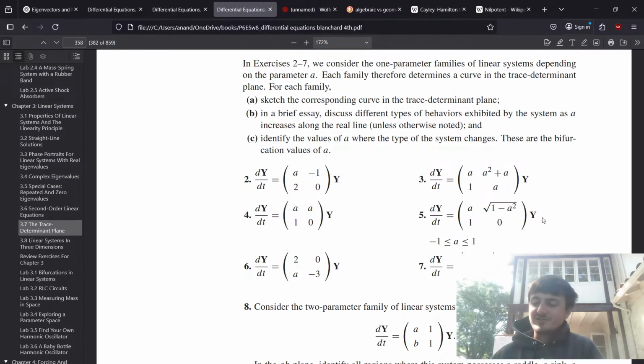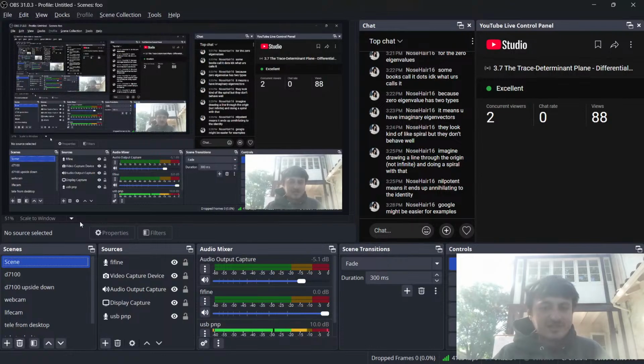I love these pictures. I love the geometry. I feel like I'm definitely more excited about geometry than the algebra and all that.